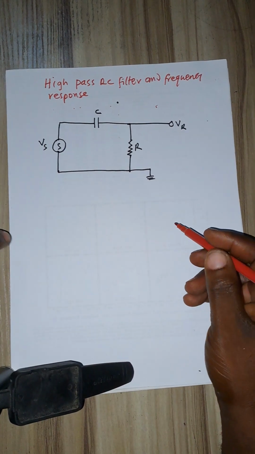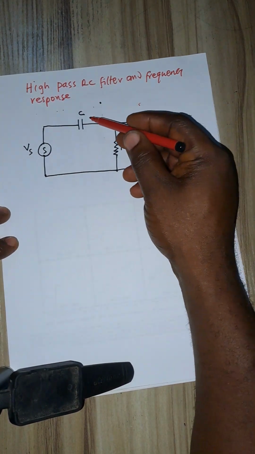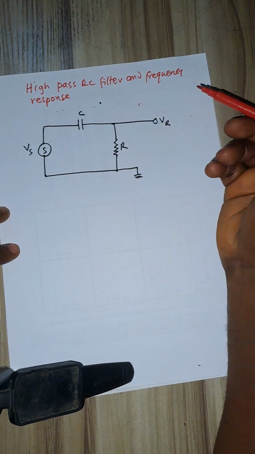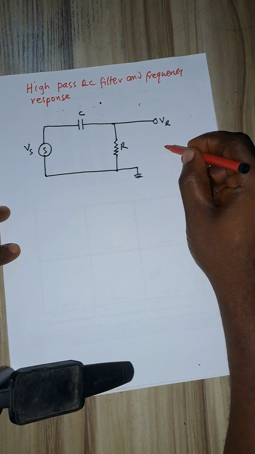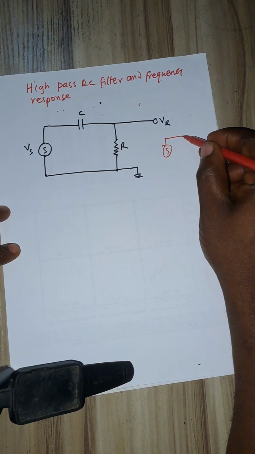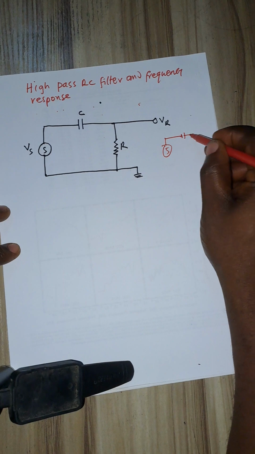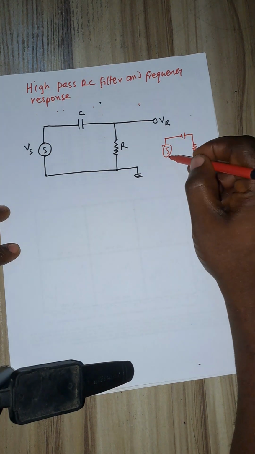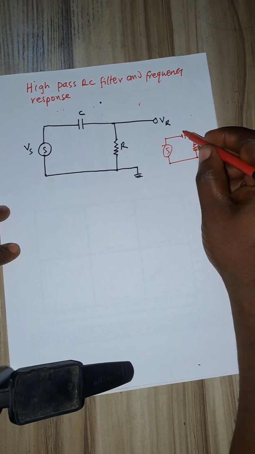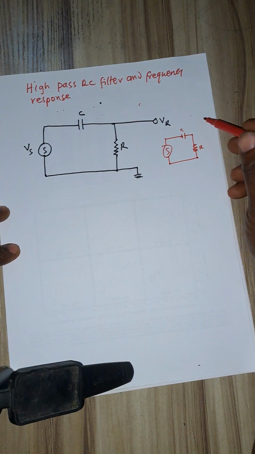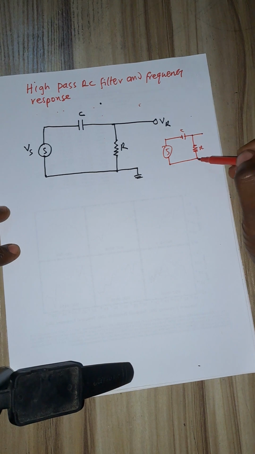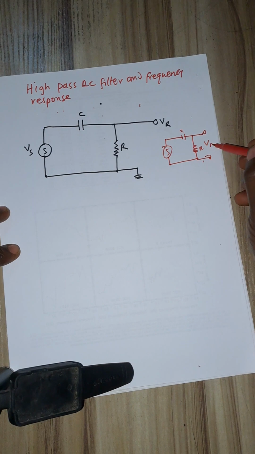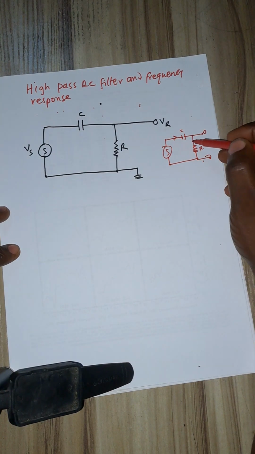Now, if you have these two components in series, just to look at the way it is, imagine it to be this way. You have your capacitor and you have your resistor. This is C and R. Now you're using your voltmeter to measure the voltage across this resistor. That's VR. That's exactly what we're doing. So they're in series.